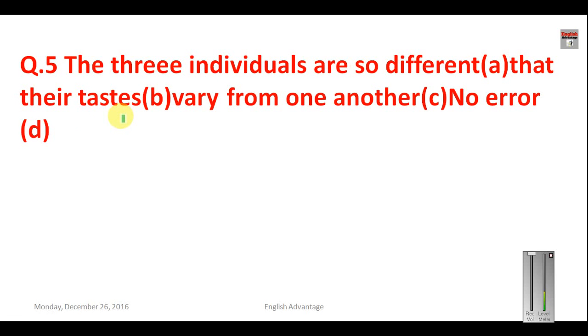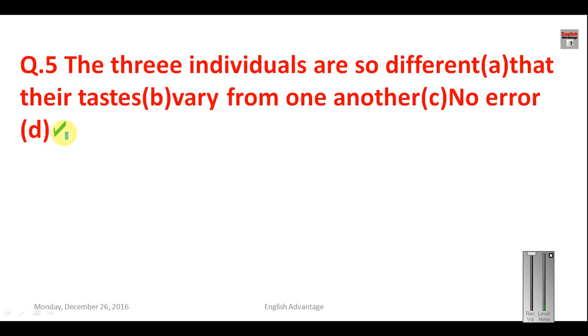Question number 5, the three individuals are so different that their taste vary from one another. We use each other for two and one another for more than two. So since we are talking about more than two, this one another is correctly used here, and taste is plural, so after this taste, this vary is also correct. So in this sentence, there is no error, and your answer here will be D.